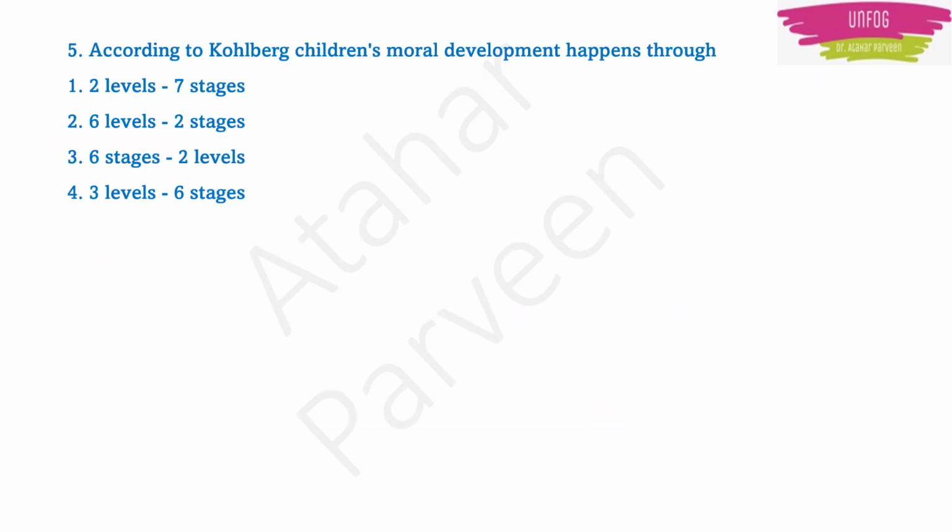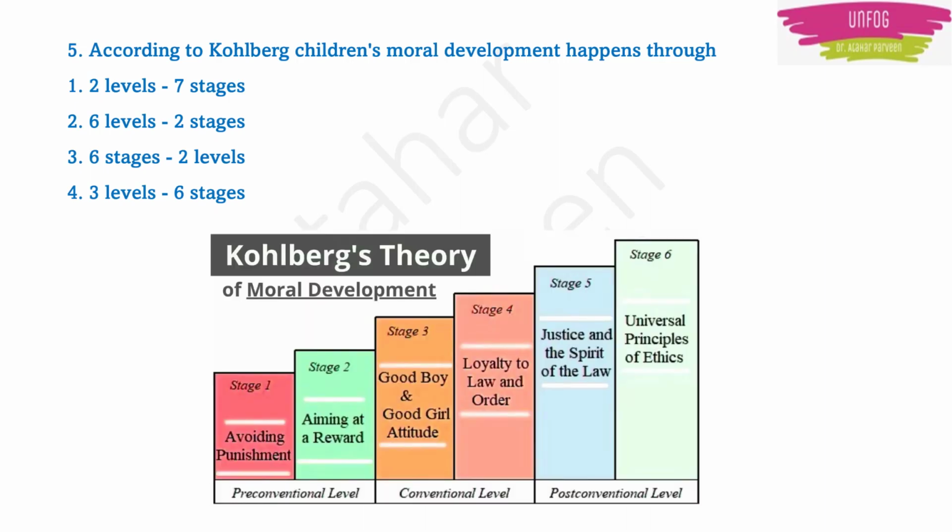Next question. According to Kohlberg, children's moral development happens through. So actually Kohlberg's theory is very famous for moral development of a child. So there are 3 levels in this, and related to those 3 levels there are 6 stages. Means in one level there are 2 stages. Okay, what are the 3 levels? Pre-conventional level, conventional level and post-conventional level.